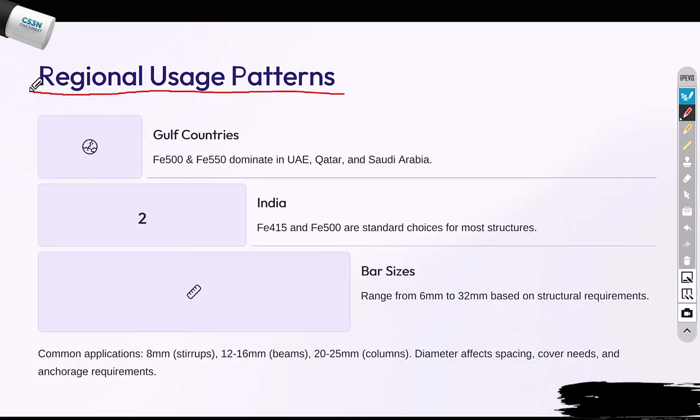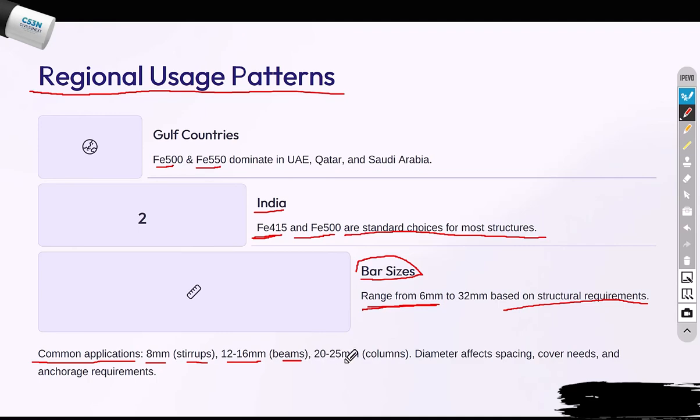In this slide, we can see the regional usage patterns. In Gulf countries, they widely use Fe 500 and Fe 550, dominant in UAE, Qatar, and Saudi Arabia. Second, in India, Fe 415 and Fe 500 are standard choices for most structures. Bar sizes range from 6 mm to 32 mm based on structural requirements. Common applications are 8 mm for stirrups, 12 to 16 mm for beams, and 20 to 25 mm for columns. Diameter affects spacing, cover needs, and anchorage requirements.